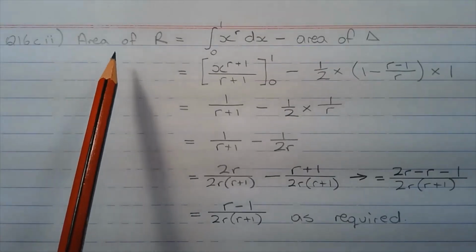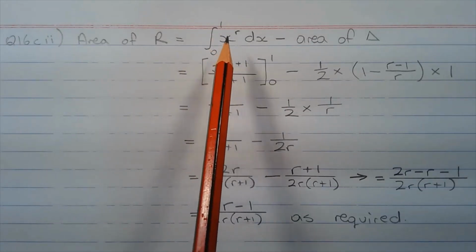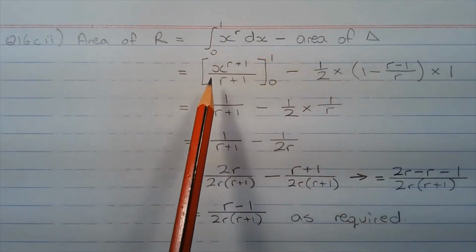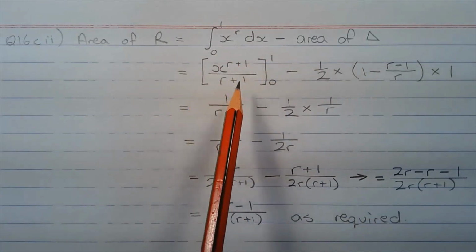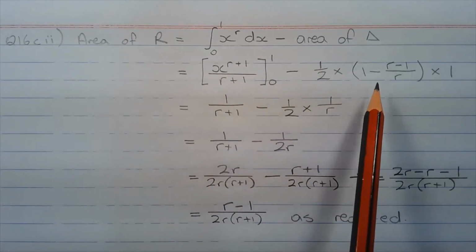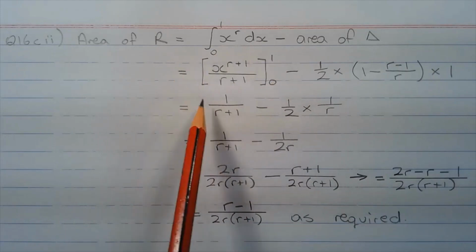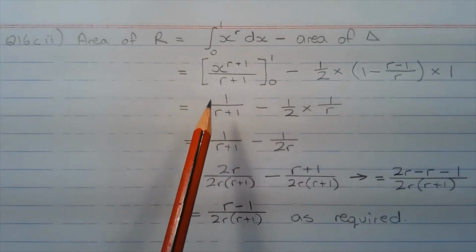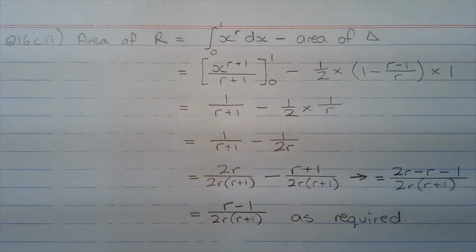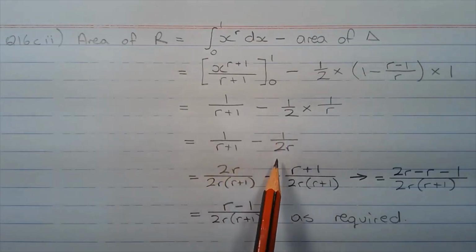So the area of region capital R is equal to the integral from x equals 0 to x equals 1 of x to the power of r dx minus the area of the triangle, which equals x to the power of r plus 1 over r plus 1 from x equals 0 to x equals 1 minus half times 1 minus r minus 1 over r times 1. Now applying the limits of integration, we have 1 over r plus 1 minus half times 1 over r, which equals 1 over r plus 1 minus 1 over 2r.